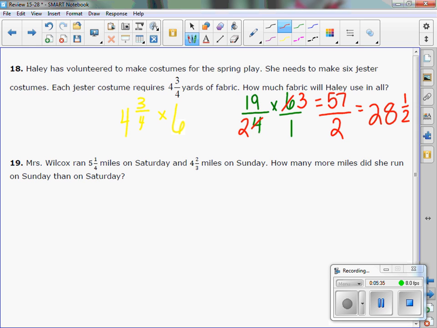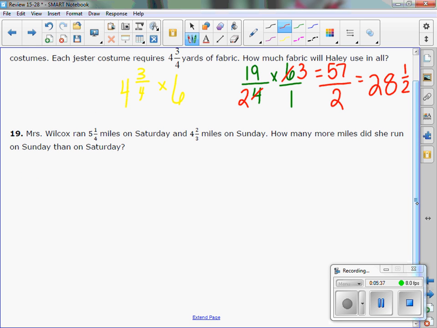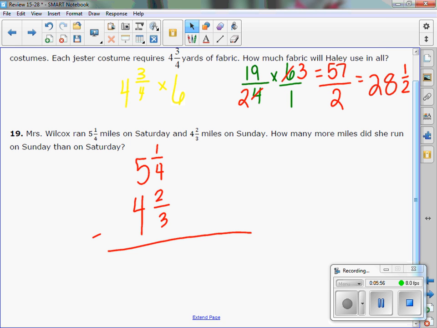Number 19, Mrs. Wilcox ran 5 1/4 miles on Saturday and 4 2/3 miles on Sunday. How many more did she run on Sunday than Saturday? It's kind of backwards. It meant to say how many more did she run Saturday than Sunday. So we have 5 1/4 minus 4 2/3. When we add and subtract, we have to find a common denominator. Common denominator for 4 and 3 will be 12.